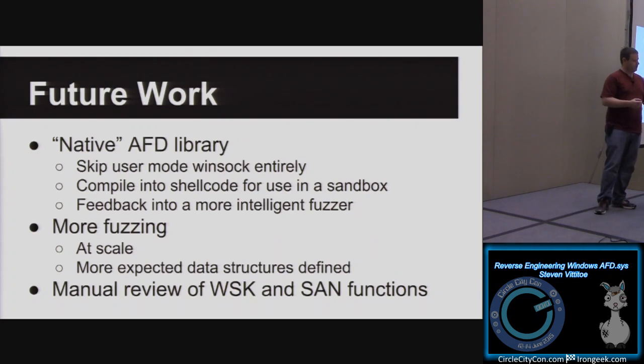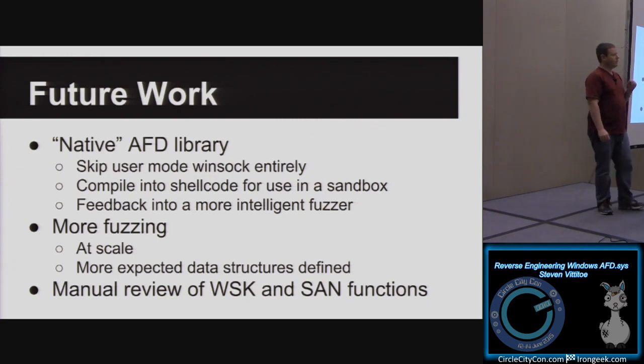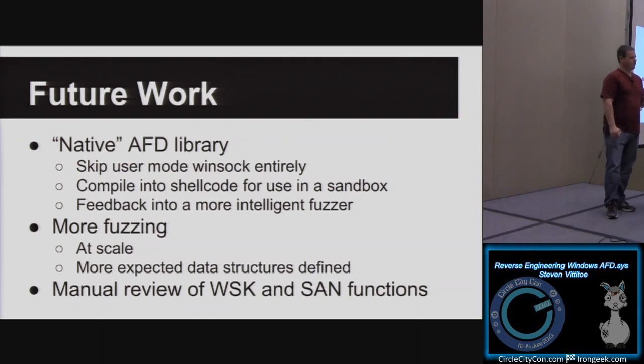So more fuzzing, at-scale fuzzing, more expected data structures defined. I only defined about half of the IOCTLs, so the other half would need to be defined as well. And then the functions that were not reachable from the sandbox are probably still worth a look. In particular, the sand functions. I think those would be valuable to go through manually. And the WSK, I'm just kind of curious about how it works. And if I ever find the time to get back to this, I will give those a manual review as well.